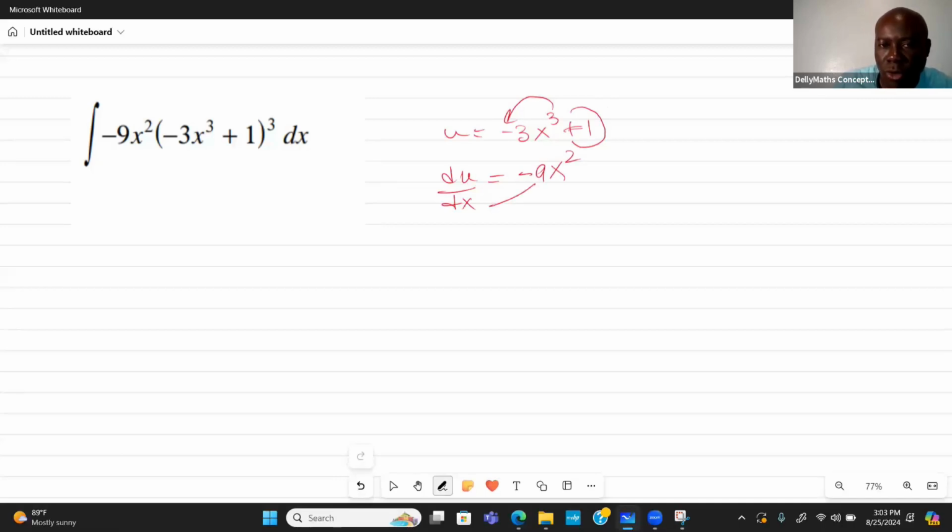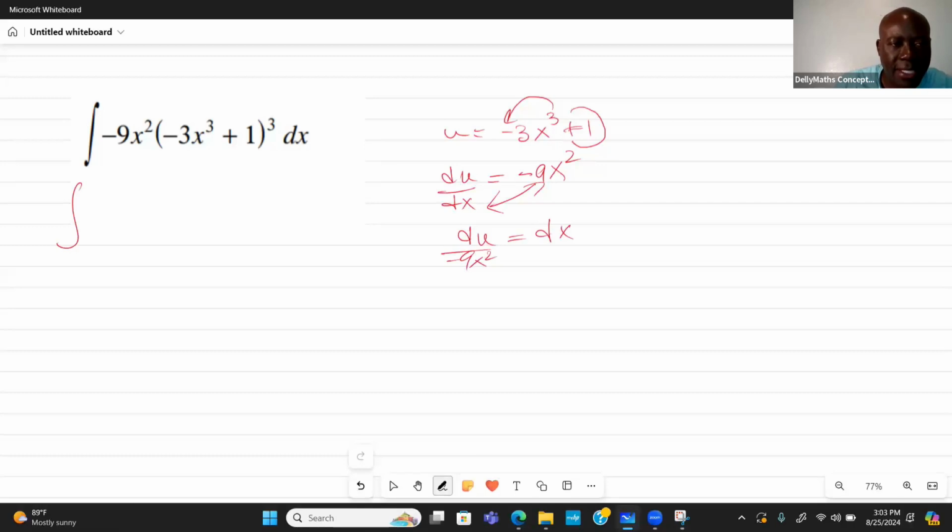So we're going to switch these two out. So du over negative 9x squared is equal to dx. At some point in time, we're going to replace that dx right there. All right. So let us take a look at what we have.